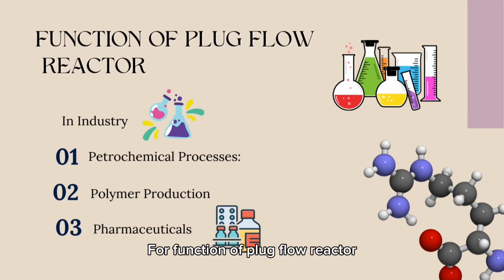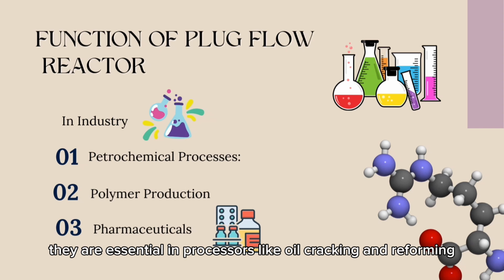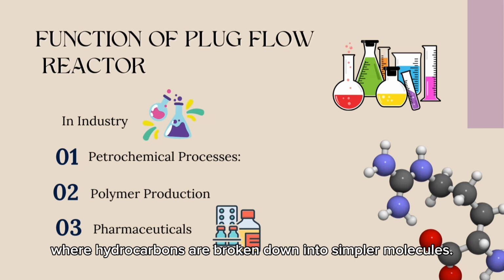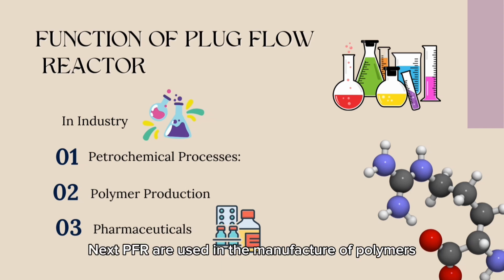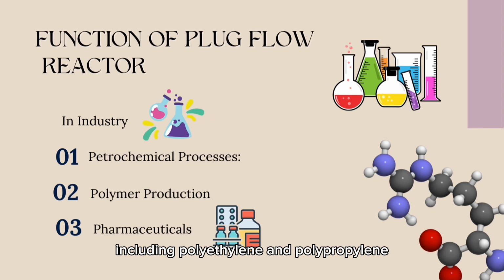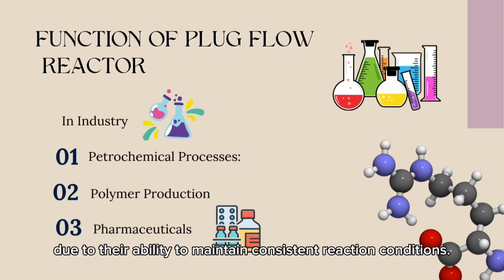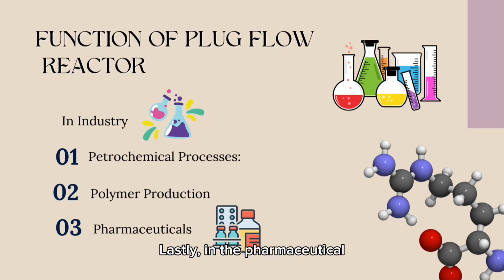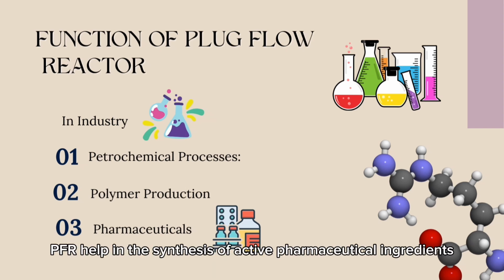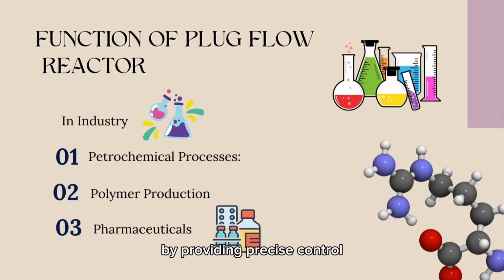For the function of a plug flow reactor in industry, they are essential in processes like oil cracking and reforming, where hydrocarbons are broken down into simpler molecules. Next, PFRs are used in the manufacture of polymers, including polyethylene and polypropylene, due to their ability to maintain consistent reaction conditions. Lastly, in the pharmaceutical industry, PFRs help in the synthesis of active pharmaceutical ingredients by providing precise control over reaction times and conditions.